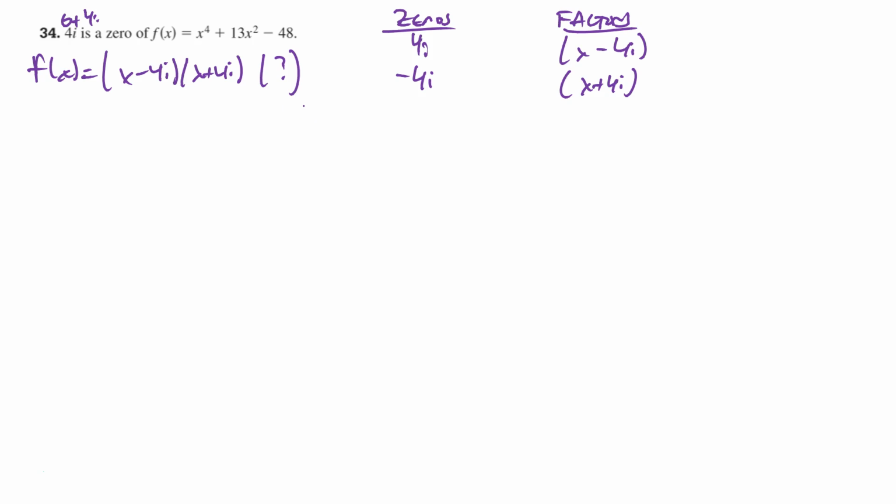I don't know what that something is. I have to divide. Once again, I could multiply and do long division. We did that last time. This one, since it's just 4i, I think it's going to be easy to do synthetic. So let's put 4i into the box.